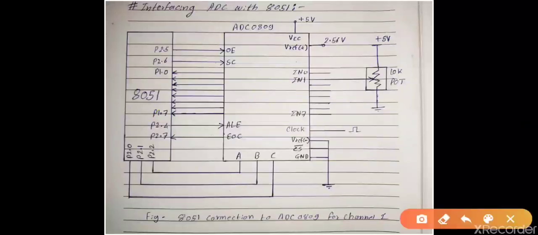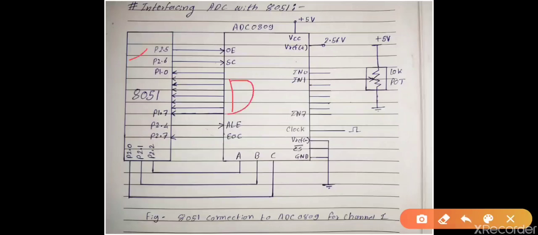So this is your 8051 IC and this is your ADC. You can see different port pins are assigned to different pins of ADC. First, port P2.5 is assigned to OE, port 2.6 is assigned to SC, and port 1.0 to port 1.7 are assigned to the digital output pins of ADC.